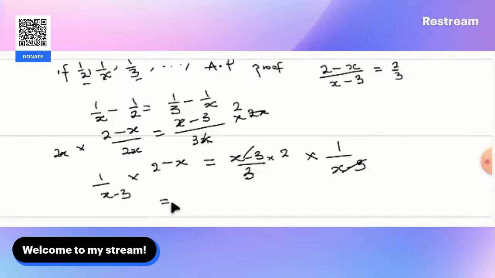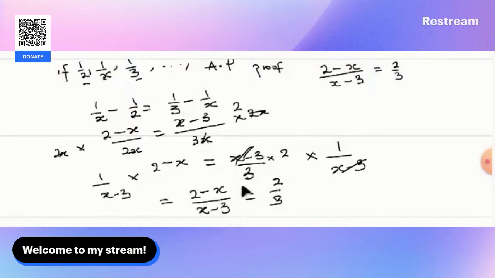Similarly, then we are left with what here now? Rather, we are left with 2 minus x upon x minus 3. This should be equal to what is left here. We are left with 2 all over 3. Now, right, this is very, very crucial, and then you have been able to prove this.